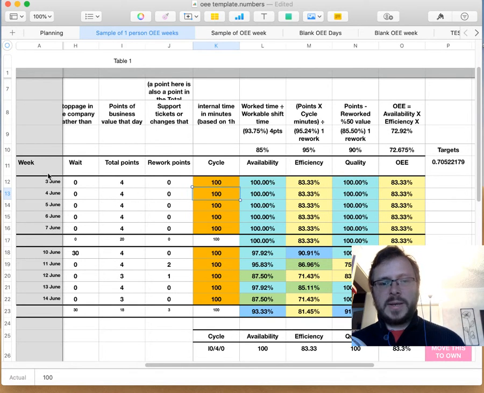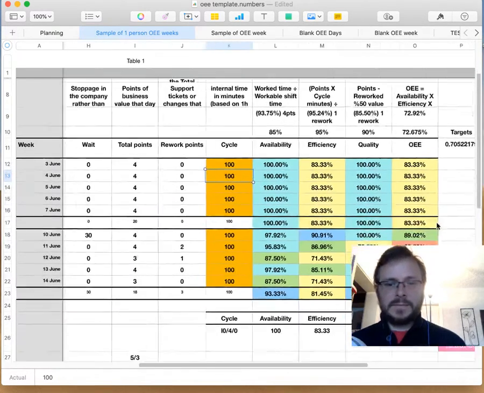This perfect set of days would then give us an availability of 100%, efficiency of 83%, because we didn't get to that 4.8 tasks, 4.7 tasks done in the day, because we don't count points of a task. It needs to be a delivered point. And then quality, there was no rework, so that's 100%, which would give us 83% OEE for every day. So that's a very respectable number, and then obviously that averages out to 83 for the week.